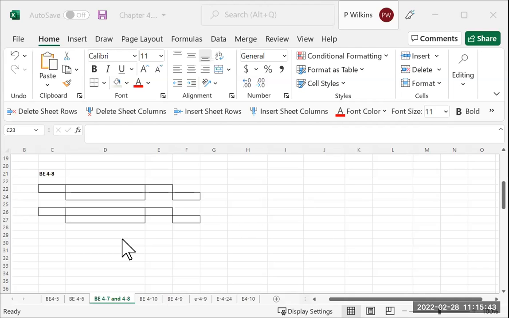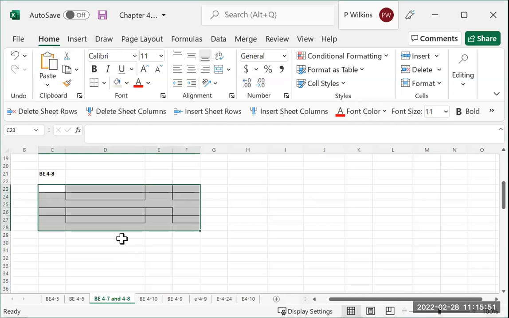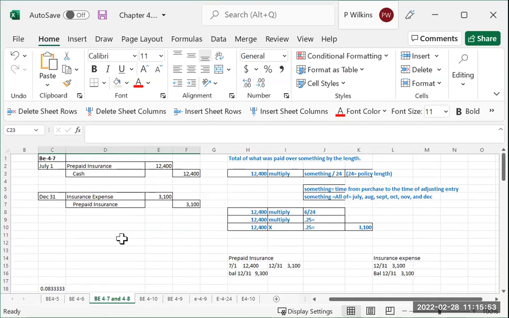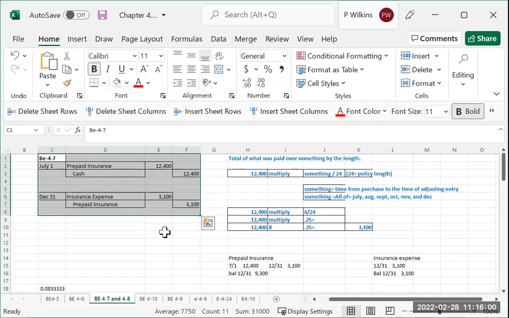Now this is important because remember, ages ago I said to you, you always ask, who am I? In this problem, who am I? Well, when we did this problem before with the entries from 4.7, we were Ling Company. We were the people that were buying the insurance. We are now Marsh Company.